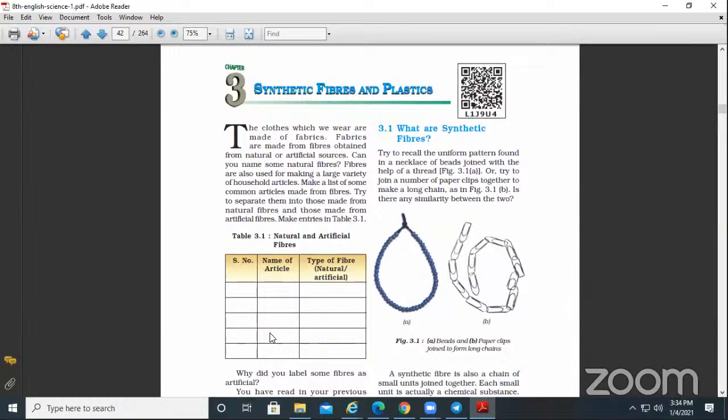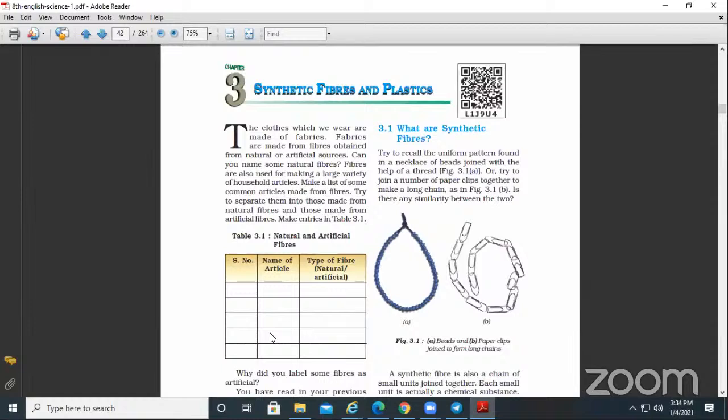Natural fibers are of three types. Give some examples of natural fiber. First one is woolen, then cotton, jute, woolen, and silk. So children, when we go for cotton, you already know where we get it from.